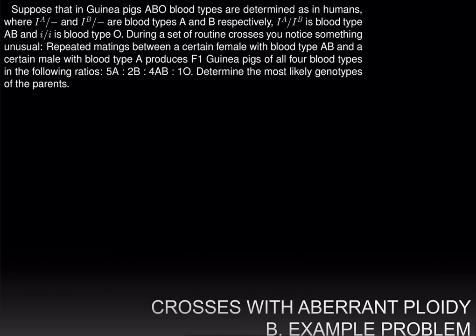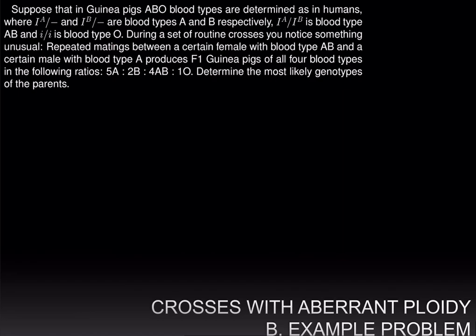Suppose that in guinea pigs, ABO blood types are determined as in humans, where one IA allele, so it will be IA over IA or IA over little I, gives blood type A. IB over IB or IB over little I gives blood type B. IA and IB are codominant, so if you have both IA and IB, then the blood type is AB, and little I over little I is the blood type O.